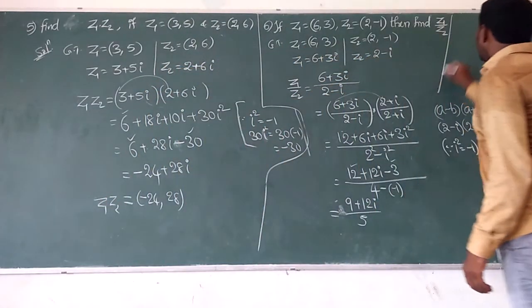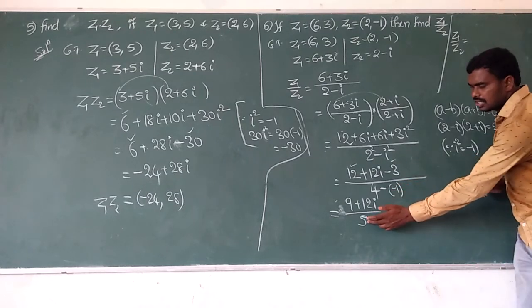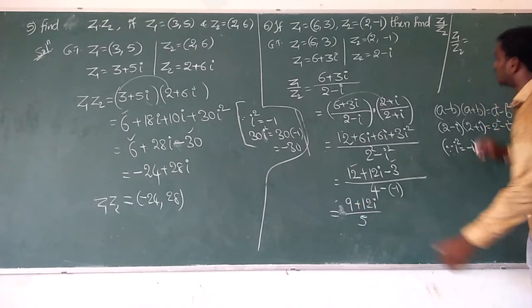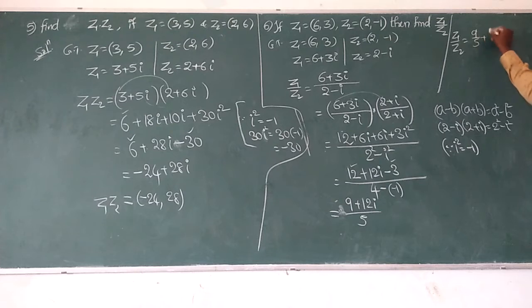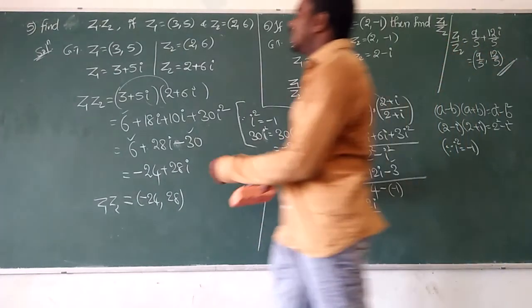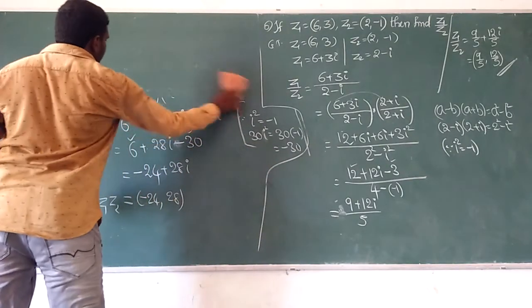So we can simplify more. Therefore Z1 by Z2 equal, okay? Give this denominator to each and every term. So it becomes 9 by 5 plus 12i by 5. Okay? So we can represent in ordered pair also, that is (9 by 5, 12 by 5). So this is Z1 by Z2. In the first part 4 questions with introduction, and in the second part 5th and the 6th, and let us see what is the 7th question.